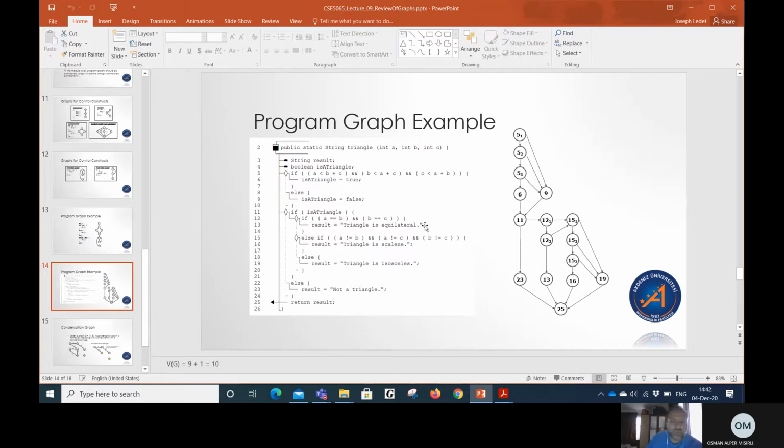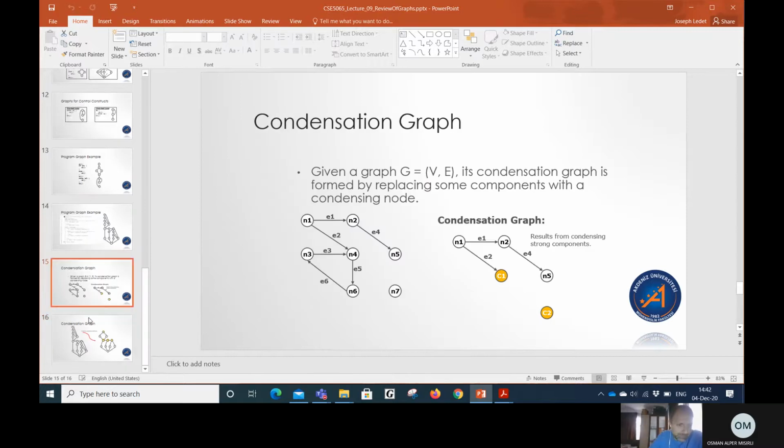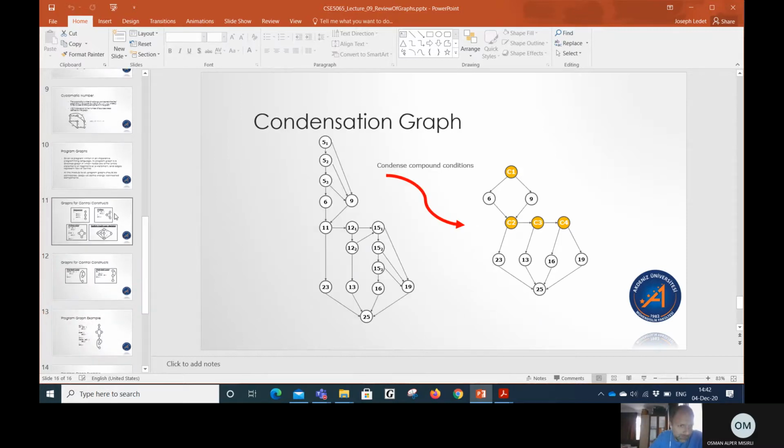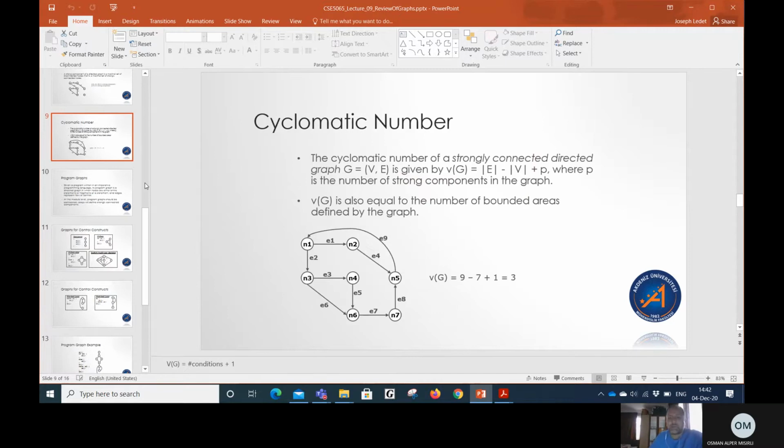Okay. And the reason this becomes important is we're going to calculate this cyclomatic number, and there are multiple ways that we can do that. The cyclomatic number, in terms of graph theory, is basically a relationship between the number of nodes and the total number of edges.